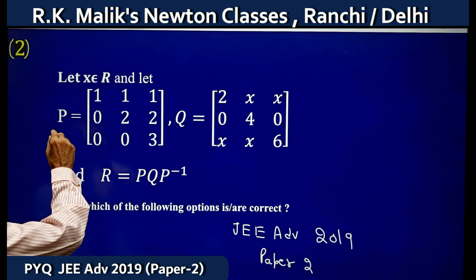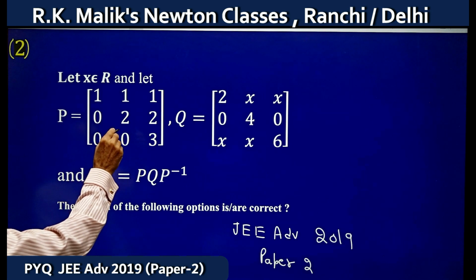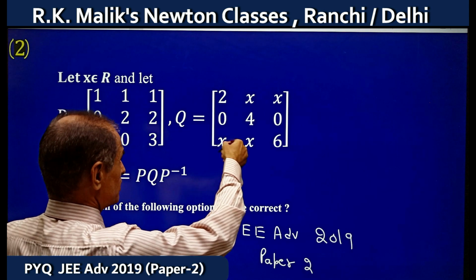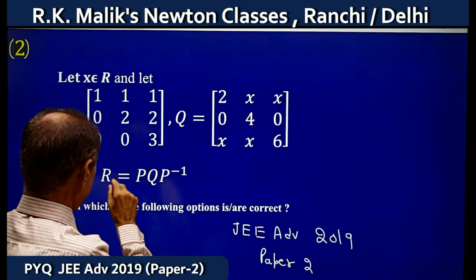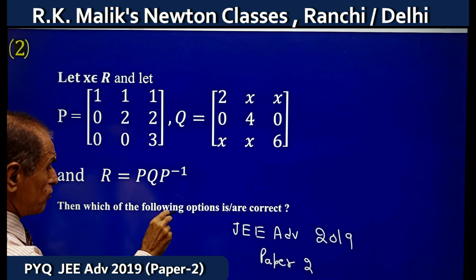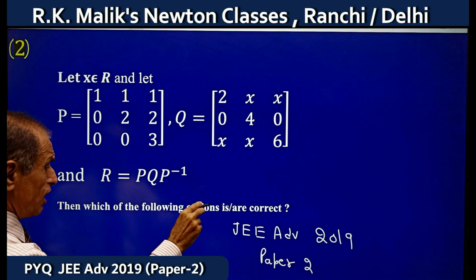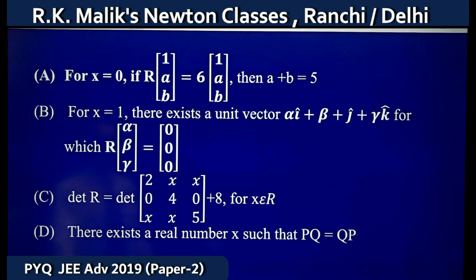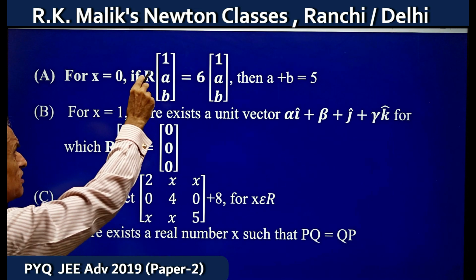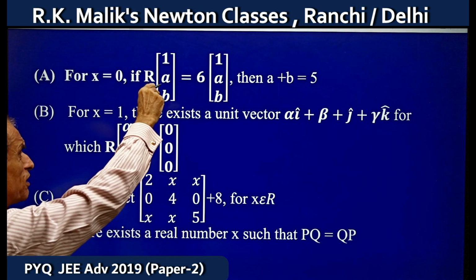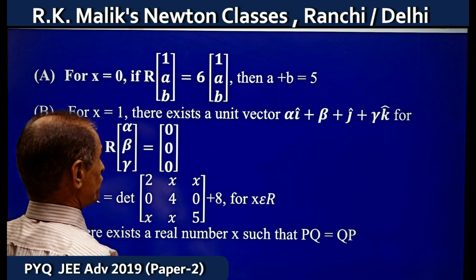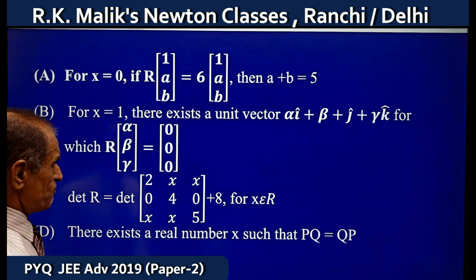Here P matrix is an upper triangular matrix defined here. Q is a general matrix. R matrix is equal to P Q P inverse. Then which of the following options is oblique R correct? First option is, for x equal to 0, if R matrix into this column matrix is equal to 6 times this column matrix, then the value of A plus B is 5.